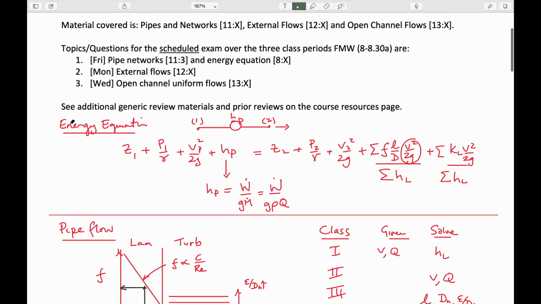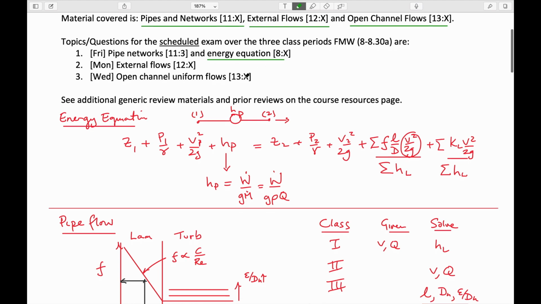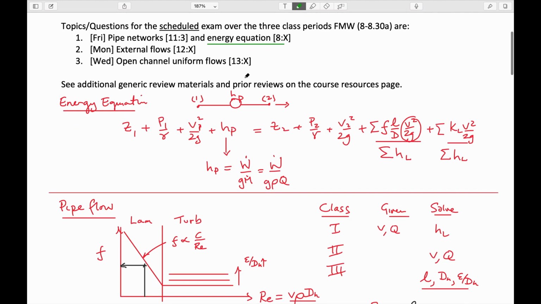For this one, it's not a comprehensive exam, but the material covered is on pipes and networks, the last class of week 11, on external flows, which is week 12, and then open channel flows, which is week 13, but also with the energy equation for week 8 thrown in there as well. So that's kind of implicit in all of these anyway, a kind of fundamental component.